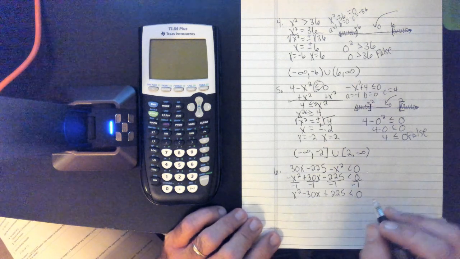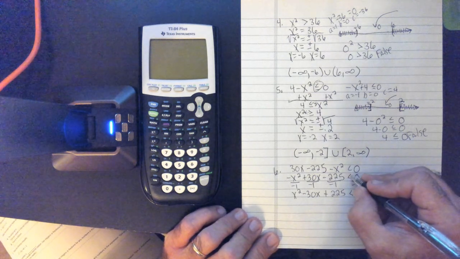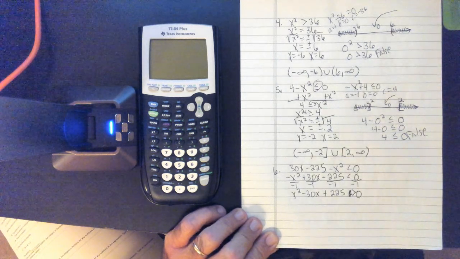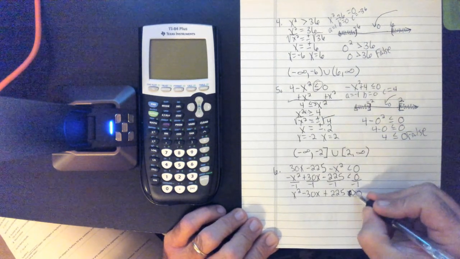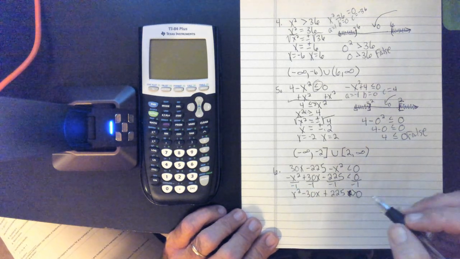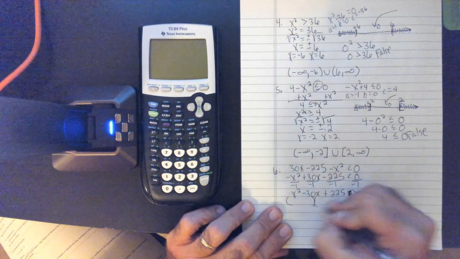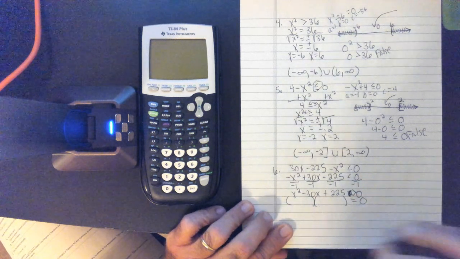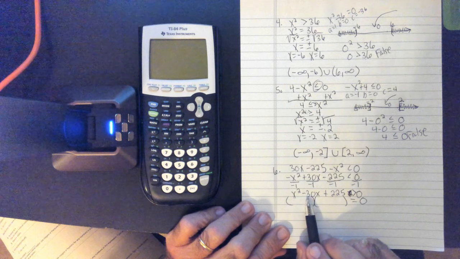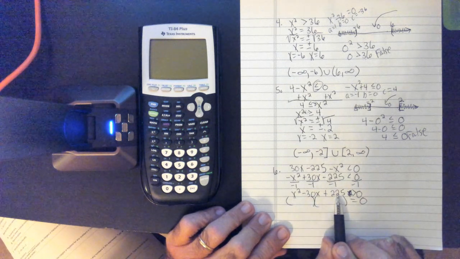Now, y'all remember, since I divided by a negative, shouldn't y'all be flipping that around? Y'all can't let me do this and not flip it around. Anytime we divide by a negative, we've got to flip that around. Alright, so I'm going to factor this one, but you could solve this one by quadratic formula. A is 1, B is negative 30, C is 225.